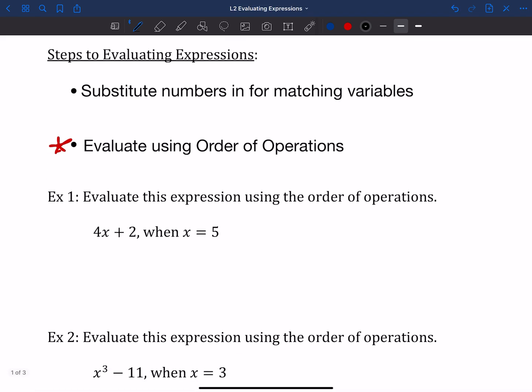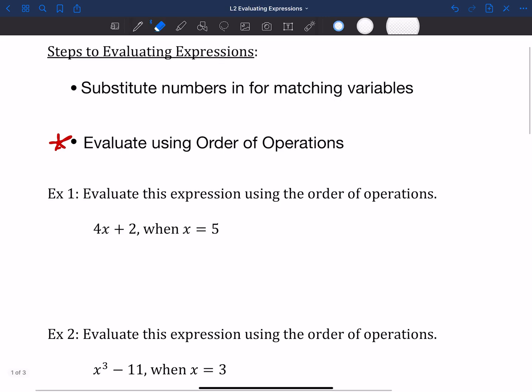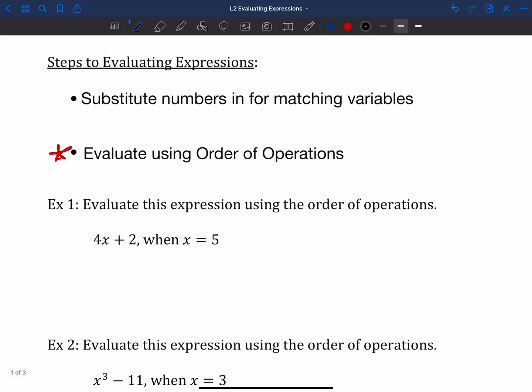If we wanted to evaluate this expression using the order of operations, it's saying 4x plus 2 when x equals 5. So when x equals 5 just means that I'm going to take this 5 and put it in where there was an x. All right, so let me do that. So 4, there was an x, so I'm going to put a 5, and then plus 2. Now something about that doesn't seem quite right. This doesn't seem like it should be 45 plus 2.